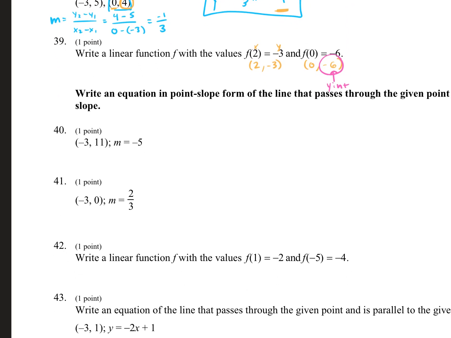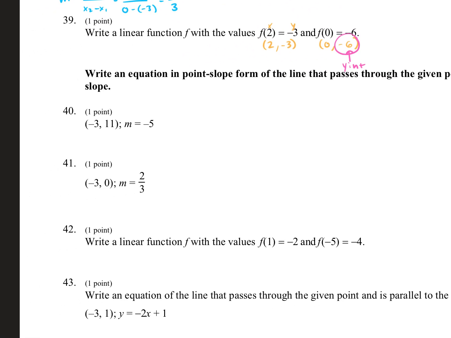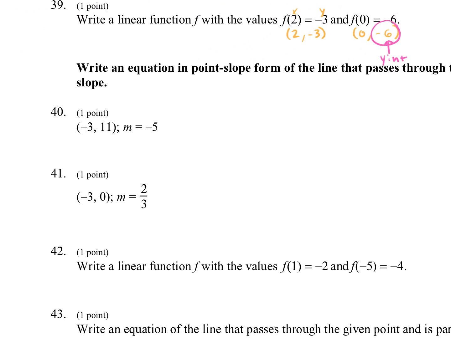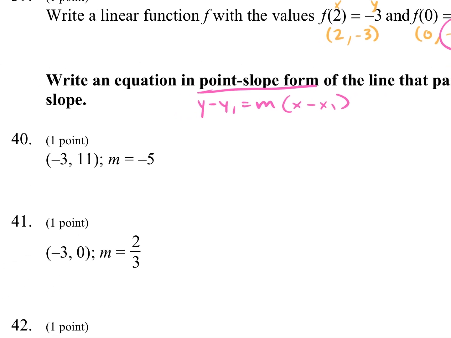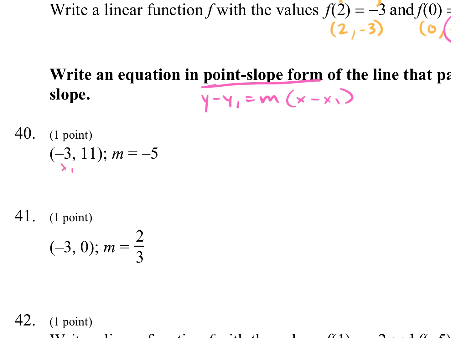So we have to write an equation in point slope form of the line that passes through the given point and has the given slope. So it's asking for point slope form. Y minus y1 is equal to m times x minus x1. So the point that's given is my x1, y1, and it gave me my slope. So I just need to plug everything in.